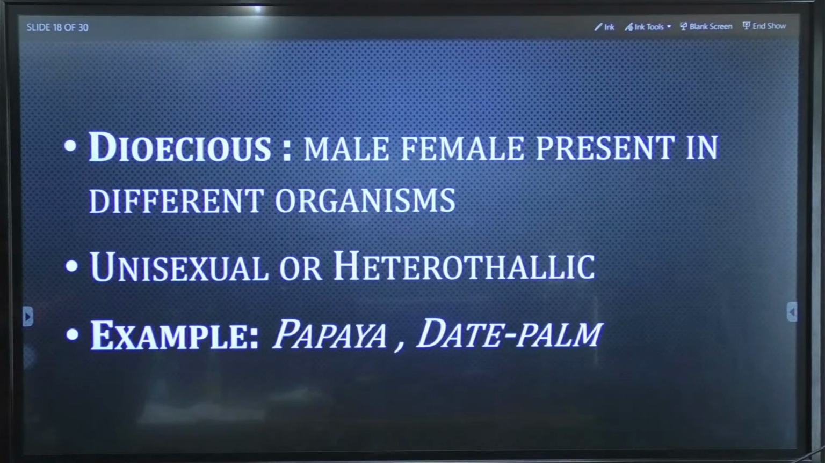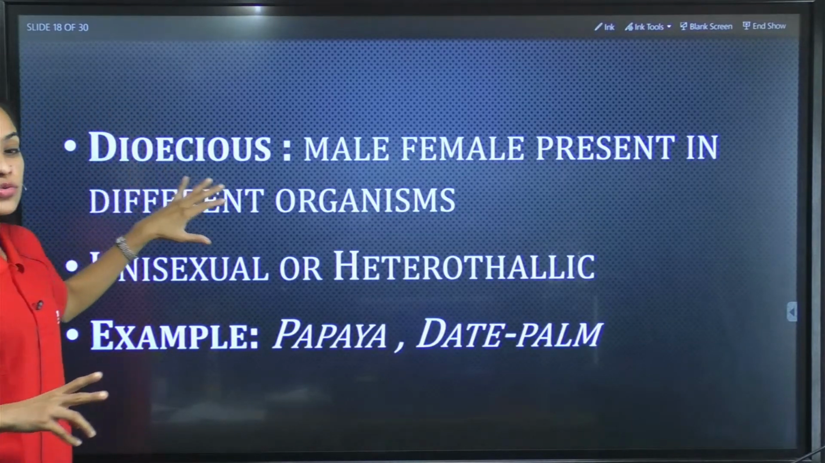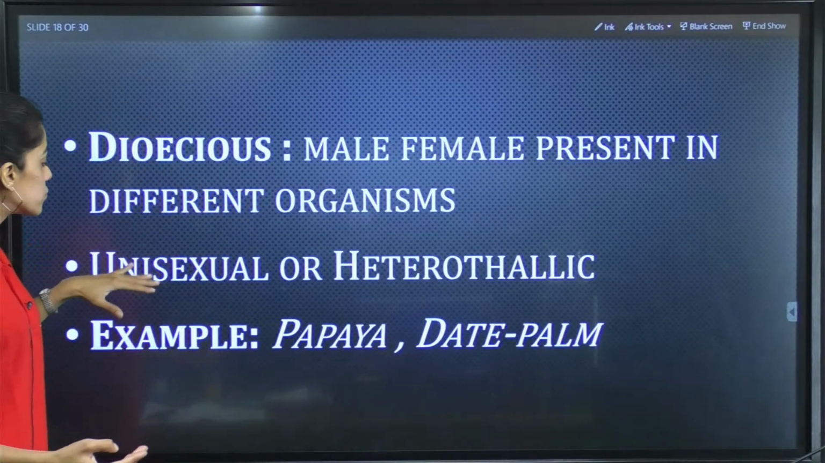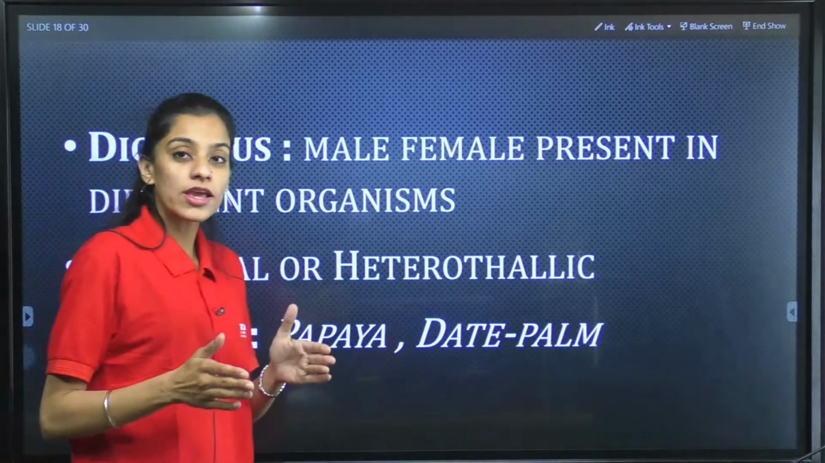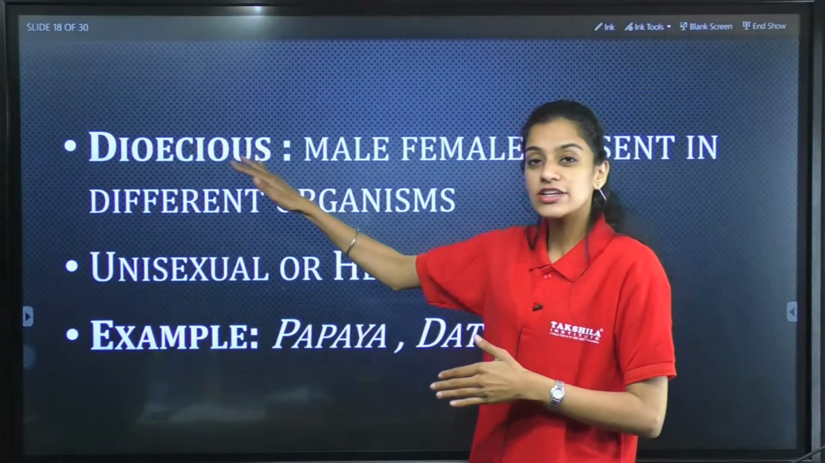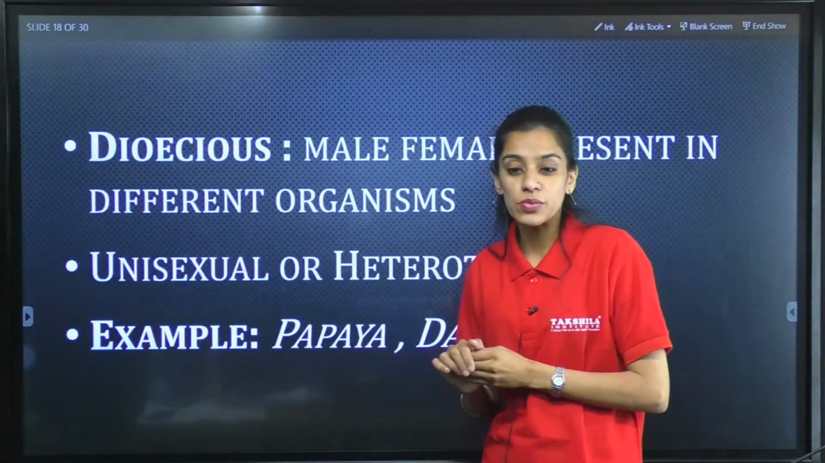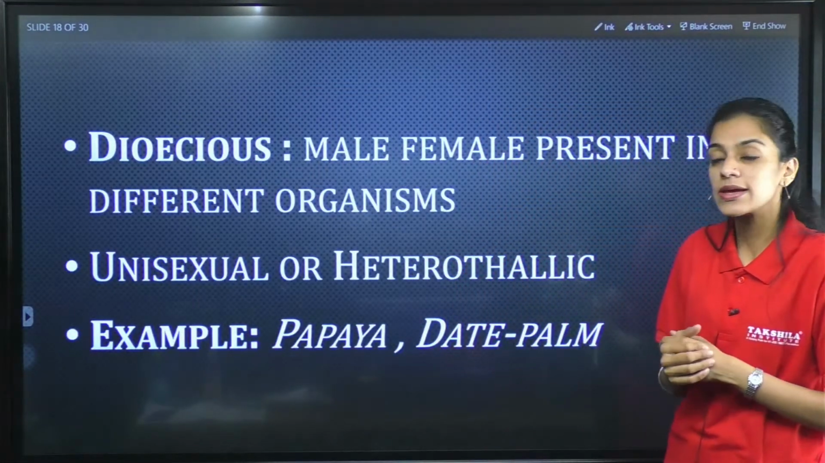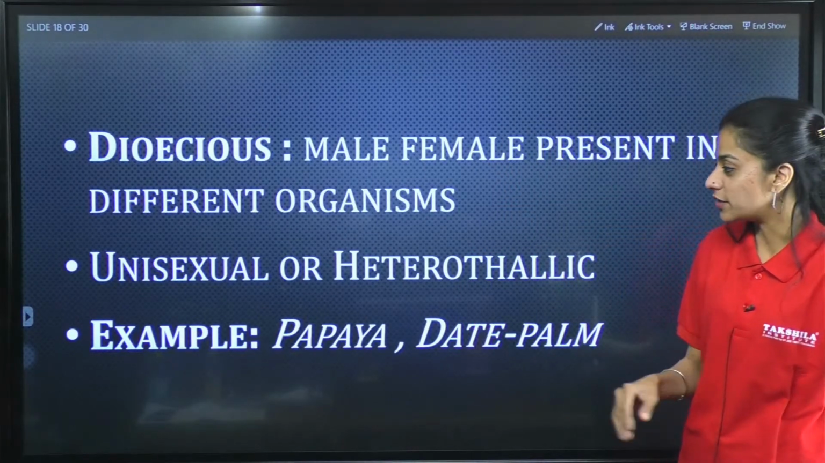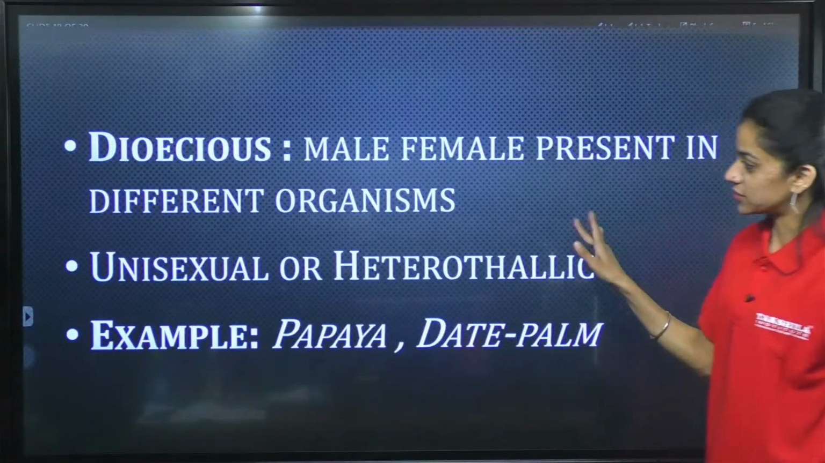That is important. Right? So di means two. That means male and female are going to be present in different individuals. Unisexual means only one gender will be there in one organism and not the other. So dioecious is the same as unisexuality, or it is also referred to as heterothallic. For example, papaya and date palms. So this is about the sexuality of the organisms.